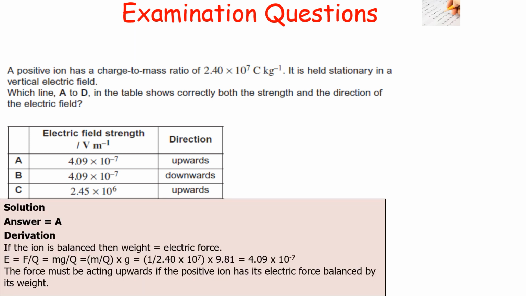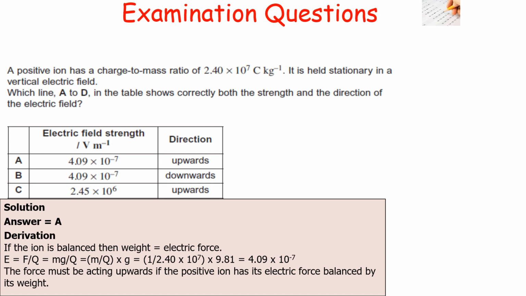Right, our answer here is A, because if an ion is balanced and is held stationary, therefore the forces acting upon it must equal each other and there's no resultant force. So we can say that weight is equal to electrical force. Now we know that E is equal to F over Q, so in this case F is going to be equal to EQ. Now we can work this through and eventually say that the electrical field strength must be equal to mg over Q, and therefore it's m over Q, the mass to charge ratio, times g.